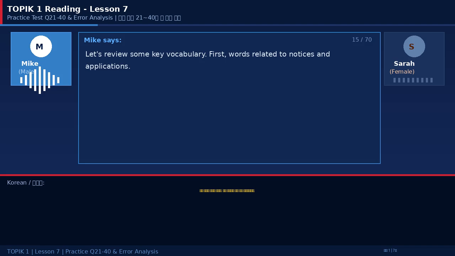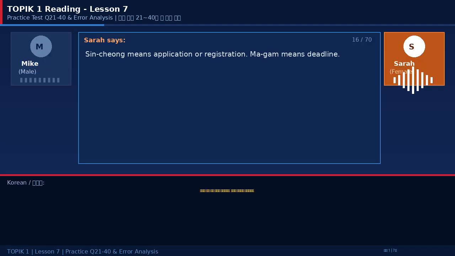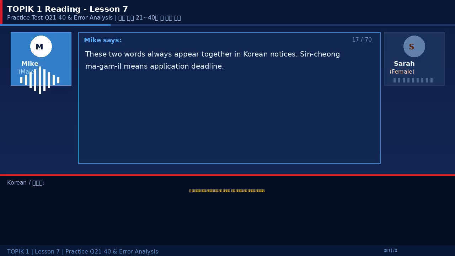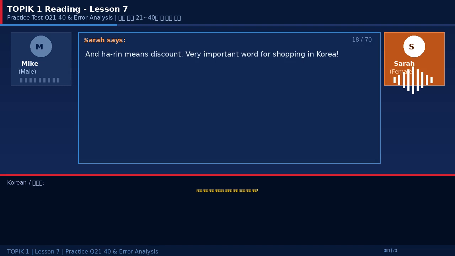Let's review some key vocabulary. First, words related to notices and applications. Sinchung means application or registration. Magam means deadline. These two words always appear together in Korean notices. Sinchung magam il means application deadline. And ha-rin means discount. Very important word for shopping in Korea.